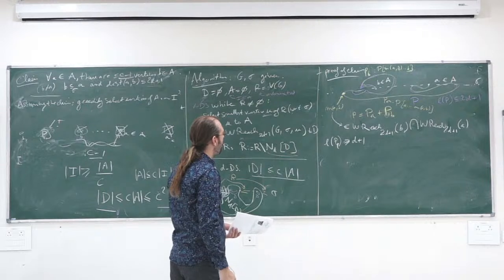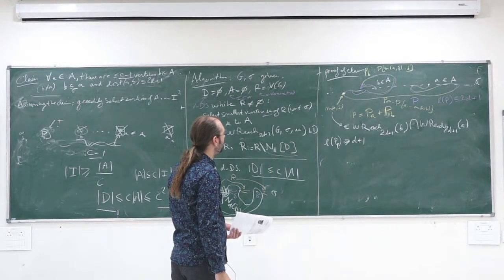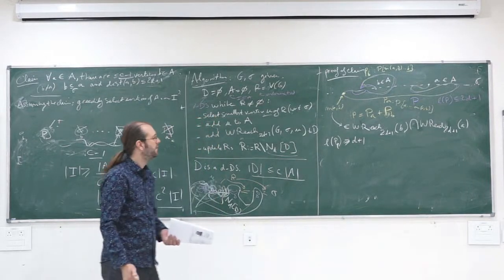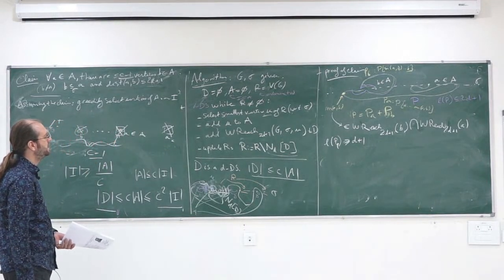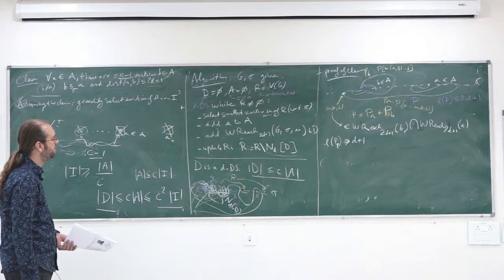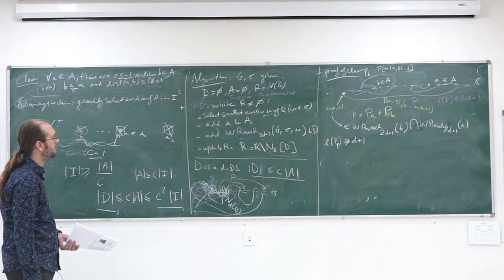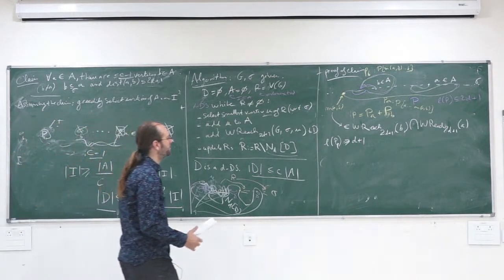Otherwise, when we entered the dominating set, we could have covered A as well. Well, since we removed the neighborhood of U from R. Yes, correct. Exactly.